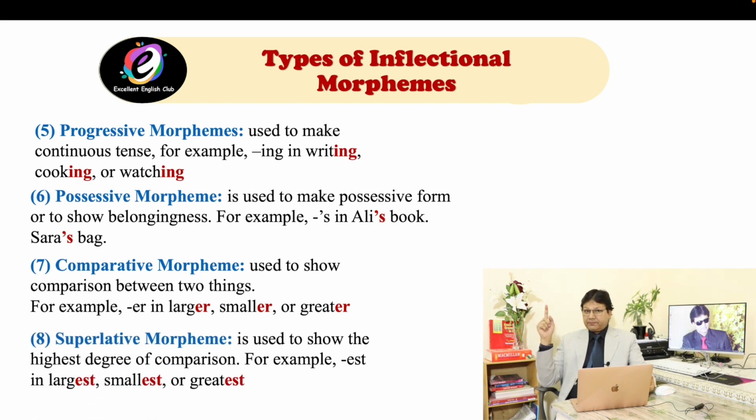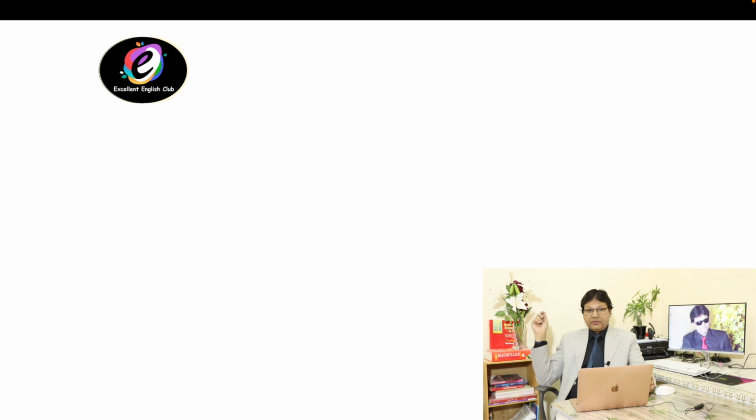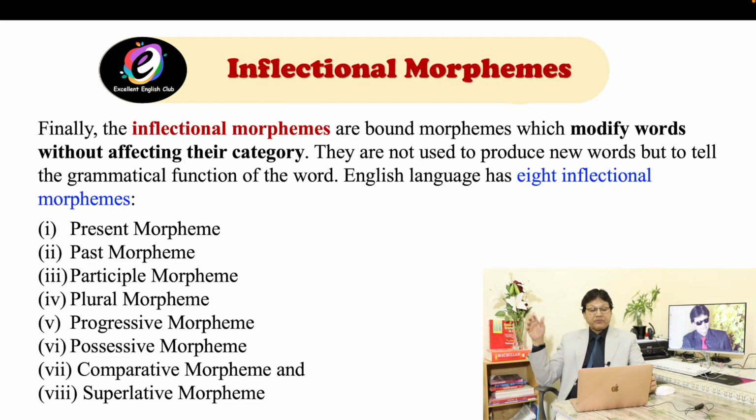The last one is superlative morpheme. Superlative morpheme is used to show the highest degree of comparison, means this is the best one, nothing is better than this. That is the highest degree, which is called superlative degree. In comparative degree, we have two comparisons, this is better than this, but not the best one. But in superlative, we have the best one. For example, we add est to large, small and great. So they will be like largest, smallest and greatest. Superlative morpheme. So we have 8 inflectional morphemes: present morpheme, past morpheme, participle morpheme, plural morpheme, progressive, possessive and comparative morpheme, and finally the superlative morpheme.